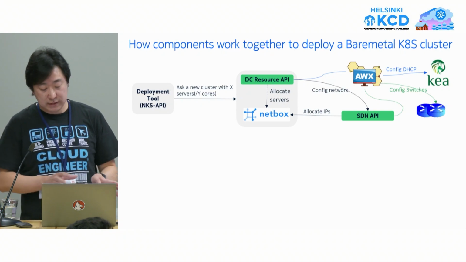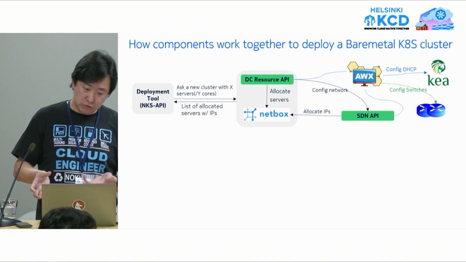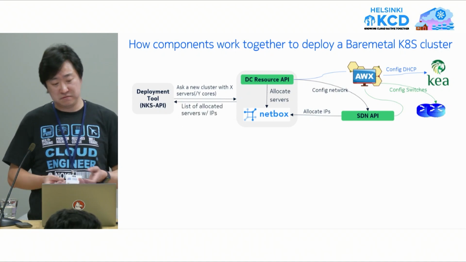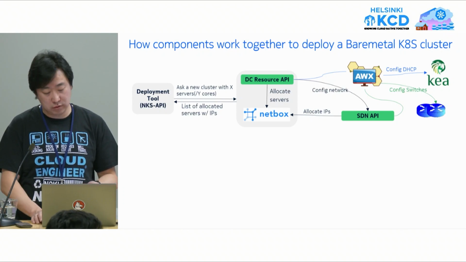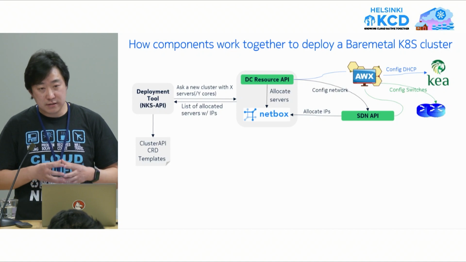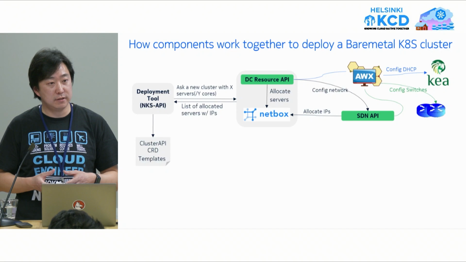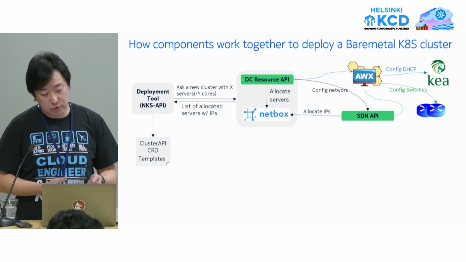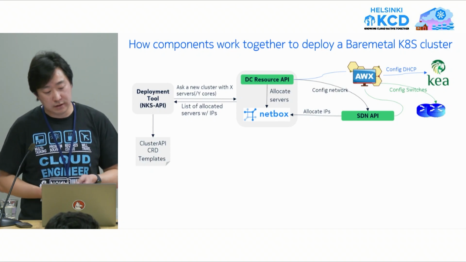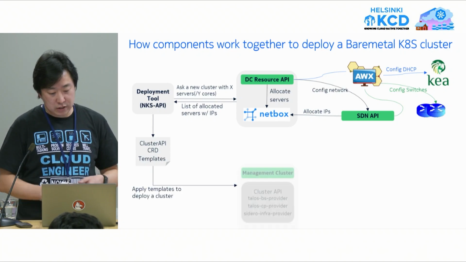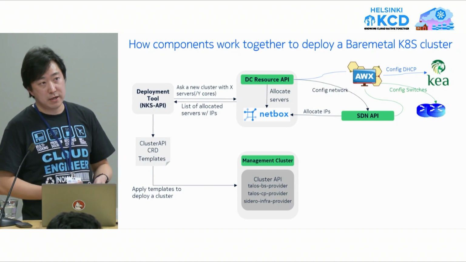Then after all the data center resources are ready to work, it returns the list of allocated servers with IPs back to the deployment tool. As we said, Cluster API is the deployer, and it has declarative CRDs to represent the managed cluster. So with that input, the deployment tool can create those Cluster API CRD templates, and to deploy them, just applies those templates to the management cluster where Cluster API is running.